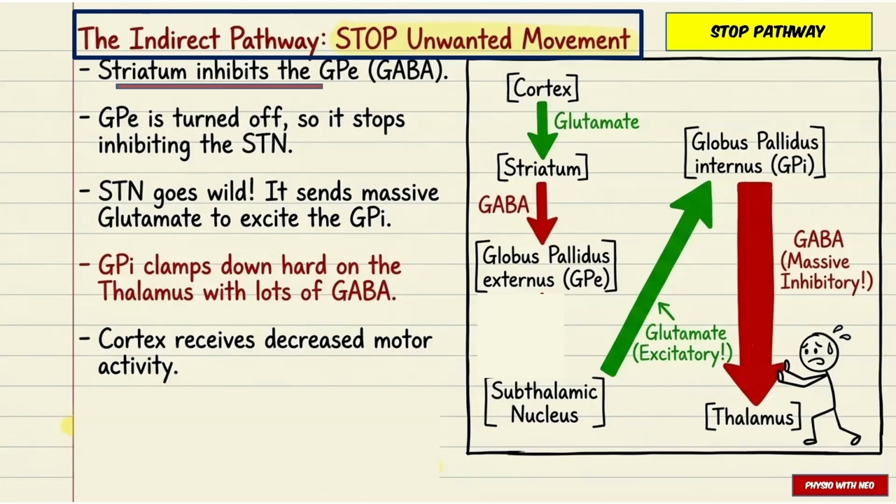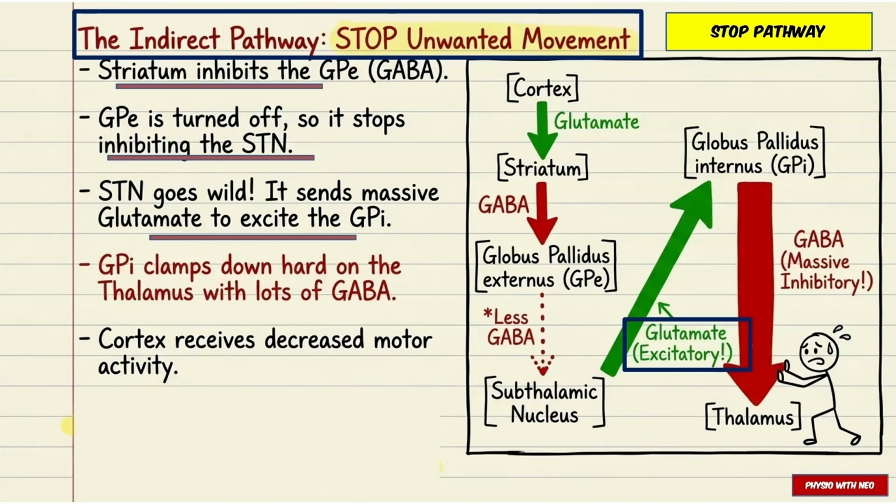This globus pallidus externa is turned off, so it stops inhibiting the subthalamic nucleus. So the subthalamic nucleus now goes wild, and it sends massive glutamate to excite globus pallidus interna. So globus pallidus interna clamps down hard on the thalamus with lots of GABA, and the cortex receives decreased motor activity. So remember, less stimulation reaches the motor cortex, and the final result is reduced movement.